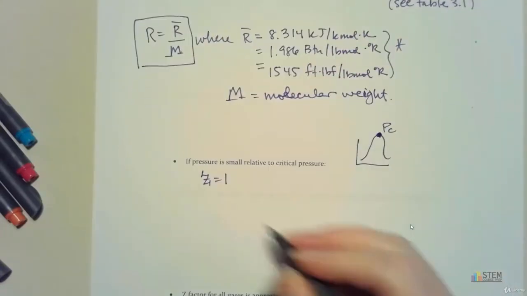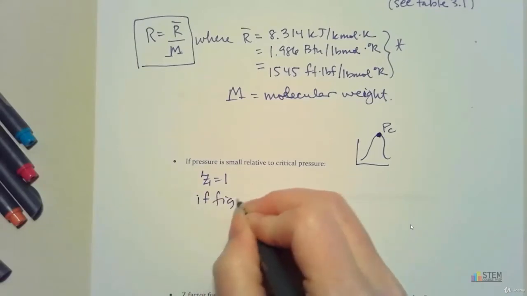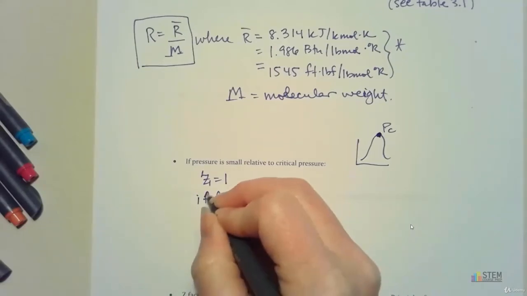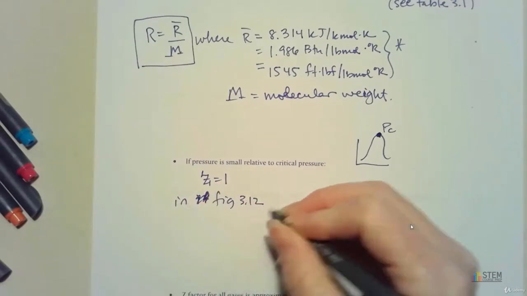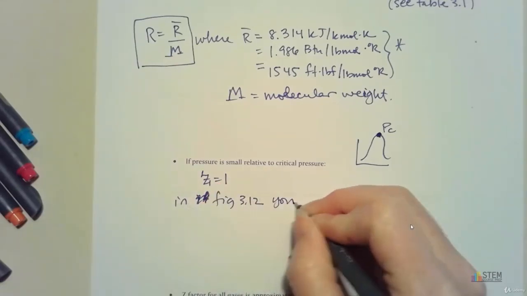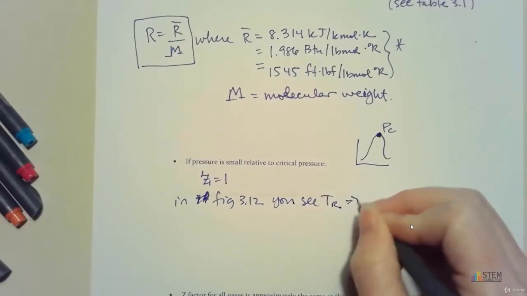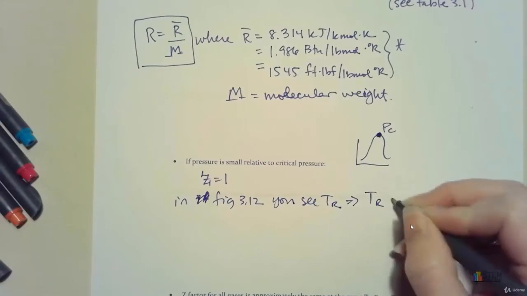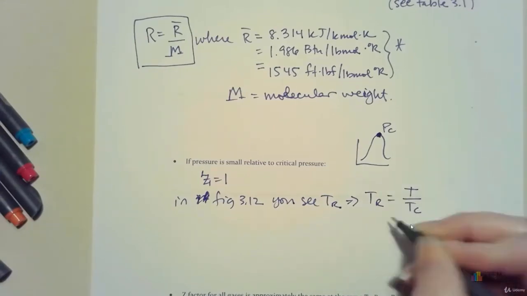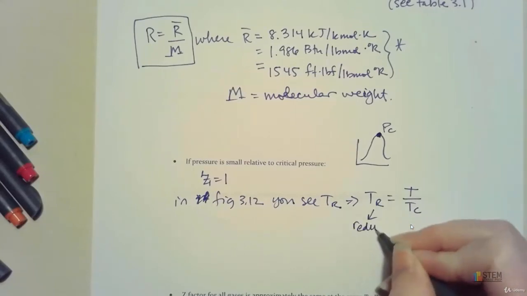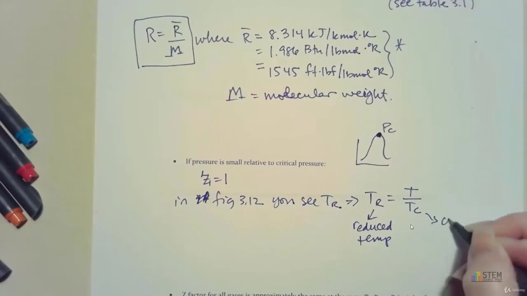First, let's write down all the things we just talked about on this sheet here. In figure 3.12, we see a TR number. So TR is going to be reduced temperature, and it equals temperature over TC. So this is reduced temp. This is critical temp.